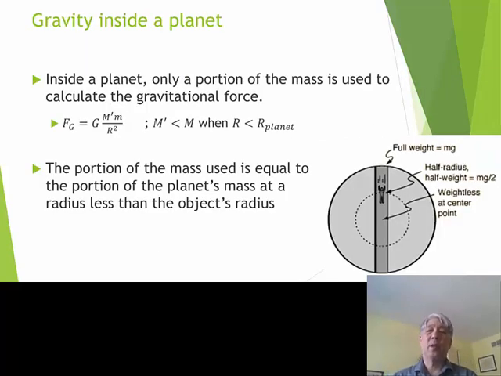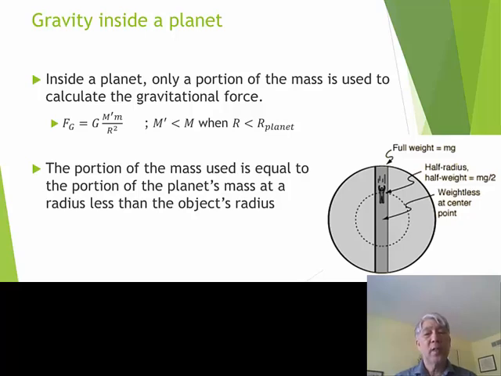Just to wrap up, occasionally we'll talk about the gravity inside a planet. If you are inside a planet, Newton's shell theorem doesn't really apply. It does in a different way, but I cannot take all of the mass of the planet and reduce it to a single point, because some of that mass is now outside of that radius, basically on top of me if I think about that picture.